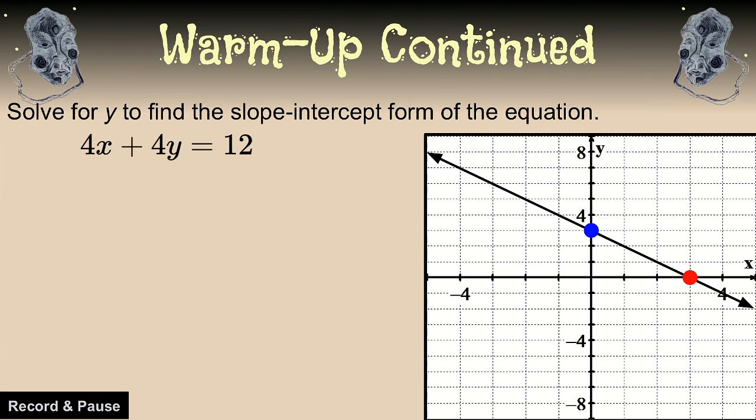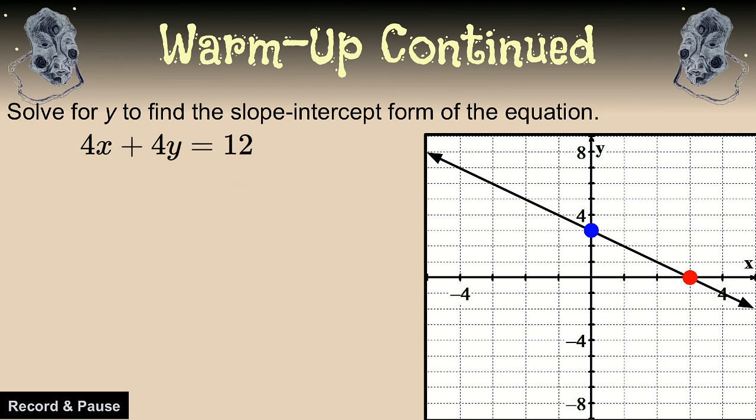All right, so continuing on with our warm-up here, we were given this equation in the warm-up, and we were told to plug in 0 for x and solve for y, and we got this point (0, 3). And then we were told to plug in 0 for y and solve for x, and we got this point (3, 0), and then we graphed that line. Now the problem says to solve for y to find the slope-intercept form of the equation.